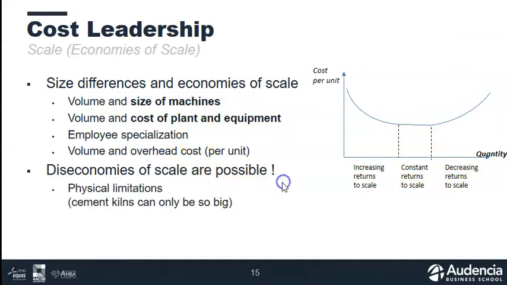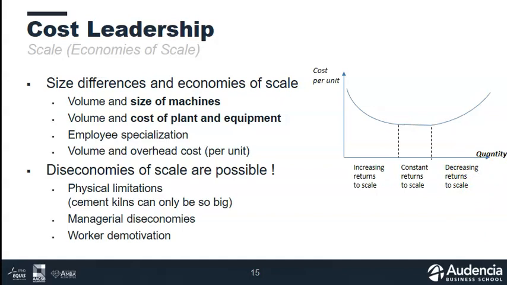Well, why does this happen? Sometimes because of physical limitations of production. Cement kilns, what's used to make cement, and kilns used to make pottery, for example, can only be so big. You can only have production be so big. The production process has defaults if it gets too big. We also have what's called managerial diseconomies. As you grow your production out into the higher levels of quantity, it gets harder to manage.